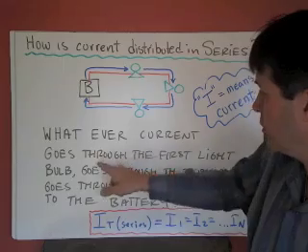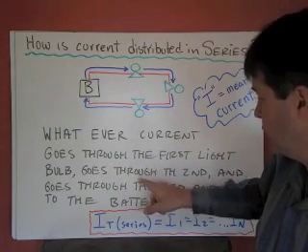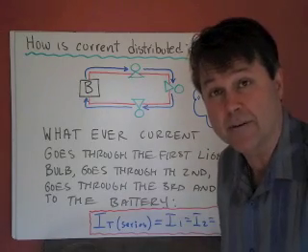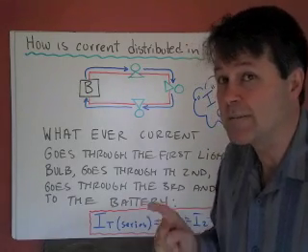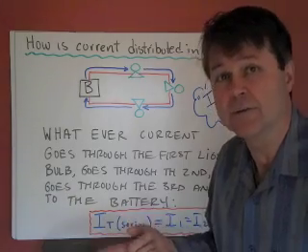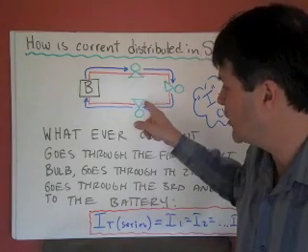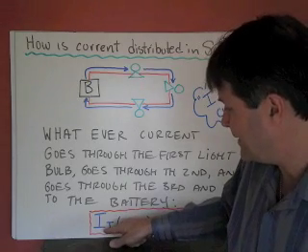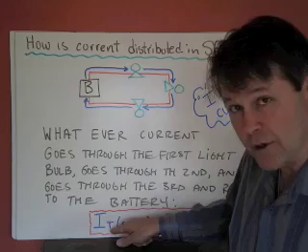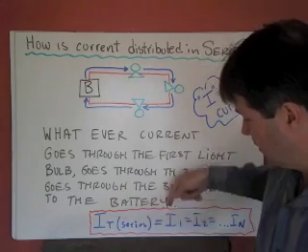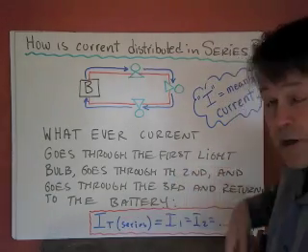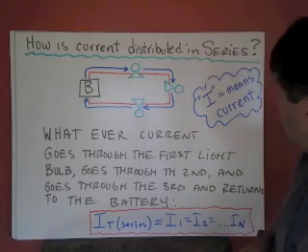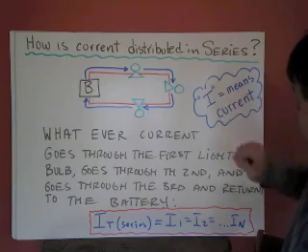So whatever current goes through the first light bulb goes through the second, and then it goes through the third, and then it returns to the battery. So whatever current comes out of the battery is equal to the current through each light bulb. That gives us a simple formula that says the total current in a series circuit is equal to the current in each component. Each resistor will end up having the same current. I means current.